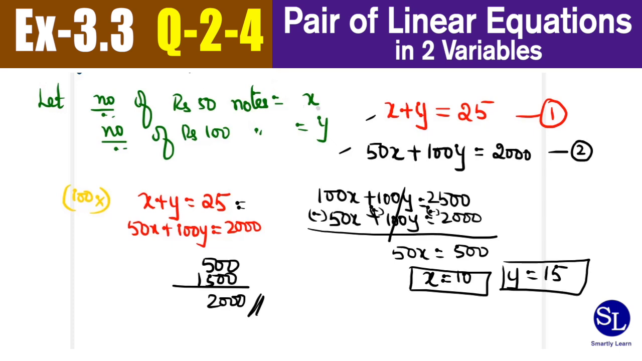So the number of 50 rupee notes is equal to 10 and the number of 100 rupee notes is equal to 15. Please ensure when you finish the problem that you close your arguments with these word statements.